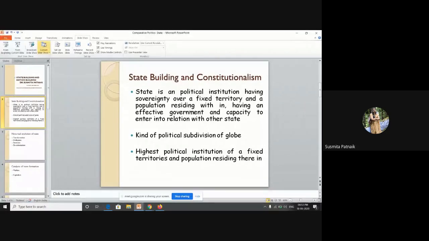There are only seven articles there. At any time they can change or amend the constitution. Therefore this is called flexible, and the opposite of flexible is called rigid constitution. Where the procedure of amendment is very difficult, that is called a rigid constitution, and where the procedure of amendment is very easy, that is called a flexible constitution.